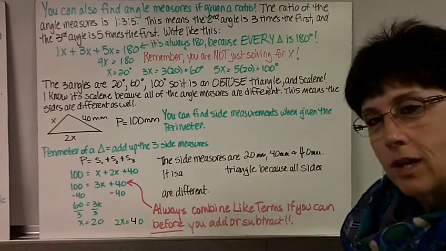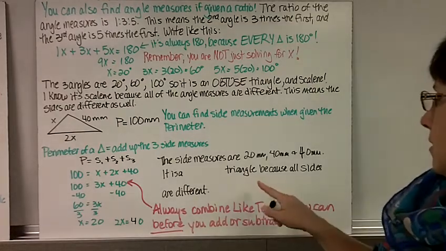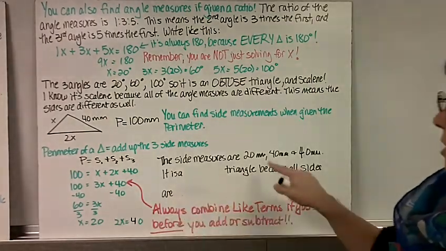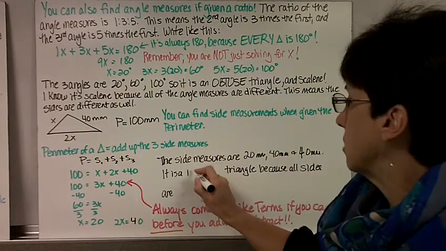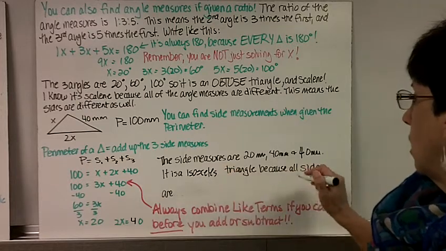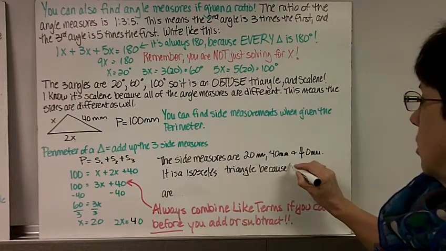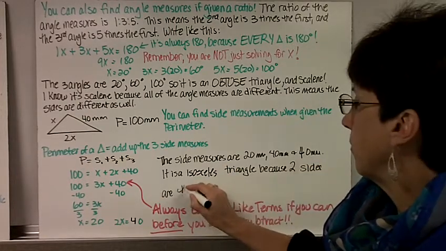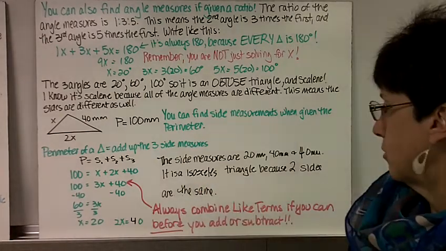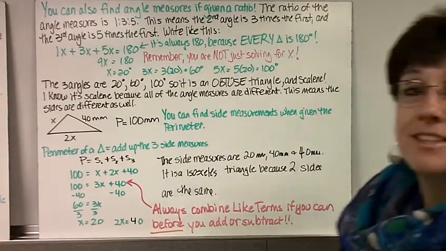And so what type of triangle is this? I have to erase this. I made a mistake when I wrote this. You should say it's isosceles, because two sides are the same. Don't you like it when I make a mistake in those? All right, and that's it.